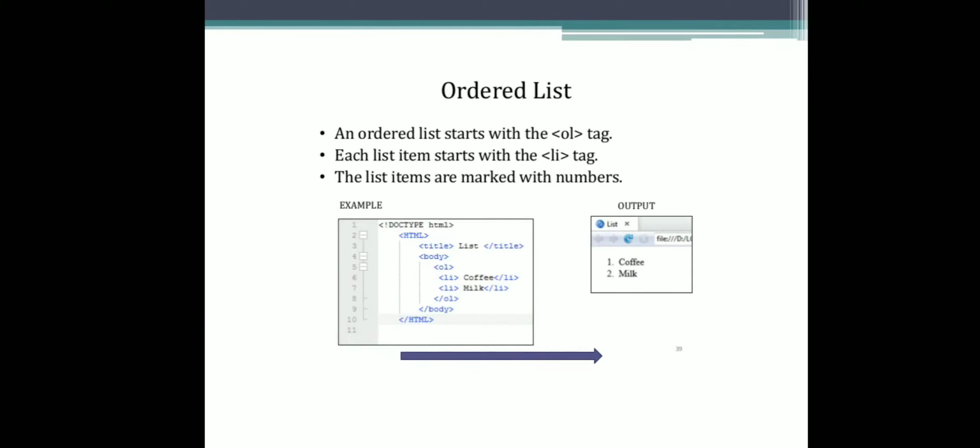Now we'll see how the ordered list will be represented. An ordered list starts with the OL tag. The OL tag is nothing but the ordered list tag. Each list item starts with the LI tag. LI is nothing but the list item. The list items are marked with numbers in this example.